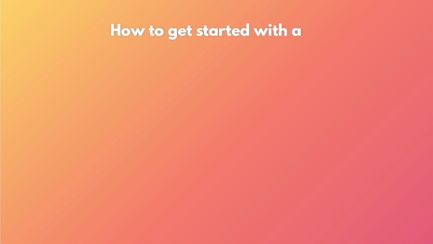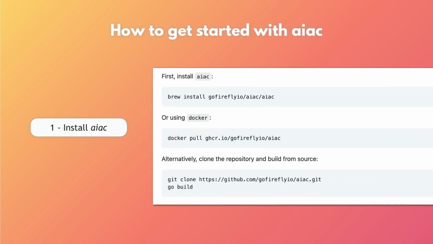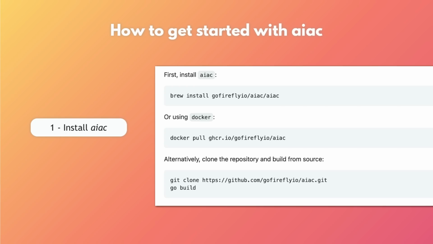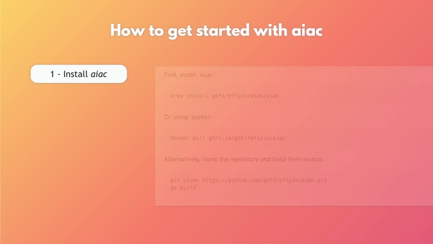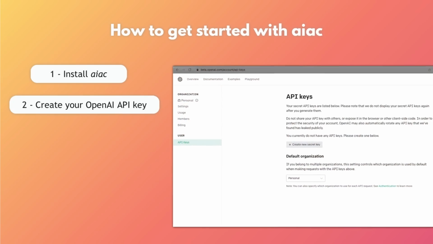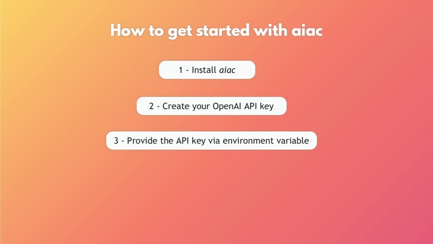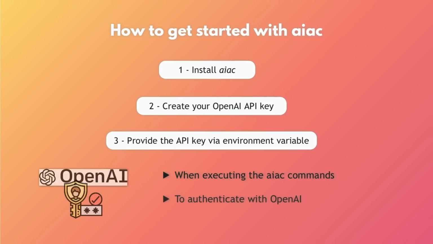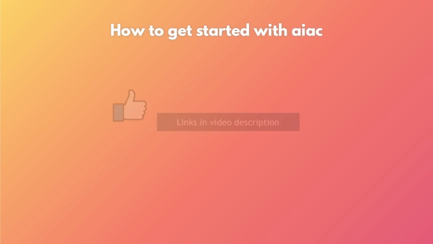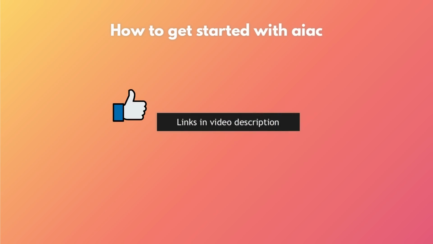You can install it with a simple brew command or even run it as a Docker container if you want. I have already installed it. You also need to generate an API key on the OpenAI platform itself and provide that API key through an environment variable when executing the AIaC commands in order to authenticate with OpenAI. And it's actually a very simple, straightforward method. It probably took me 2 minutes to install and set the whole thing up. And I'll provide the link to the guide in the video description.